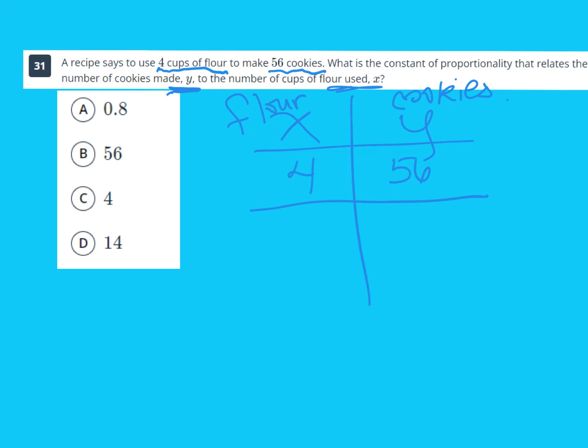Constant of proportionality, I know, is going to be K equals 56 divided by 4, right? 4 goes into 5 one time with 1 left over. And that, of course, is going to be 16. 4 goes into 16 4 times. So K is equal to 14. Remember, that's my unit rate. So there it is. My choice is D.